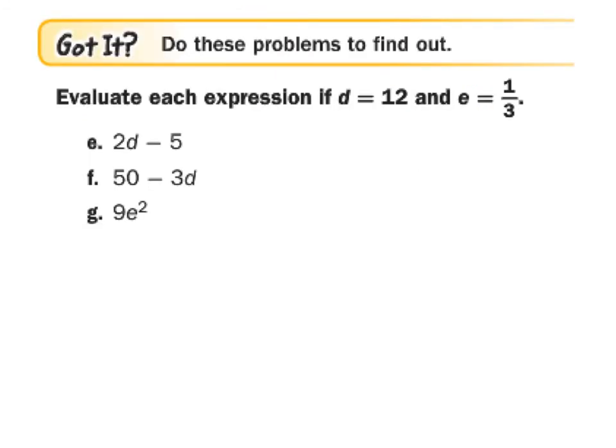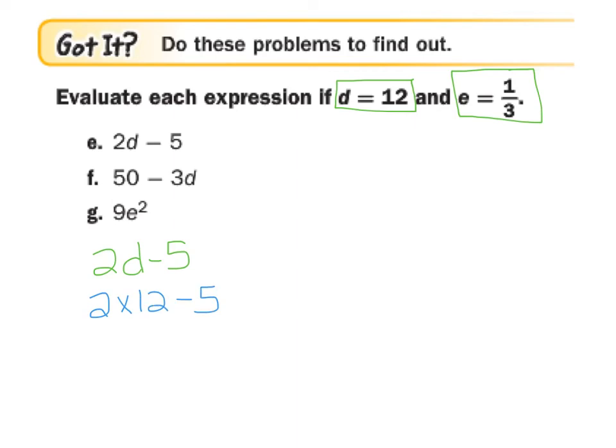So let's try a couple here. They're saying evaluate each one, which means solve again, and D is equal to 12, and E will be 1/3. So let's do E first. 2D minus 5. So I'm going to rewrite it. 2D means multiply, so 2 times 12, subtract 5. Multiplication comes first, subtraction is second. So we'll take multiplication. 2 times 12 is 24, minus 5. We'll subtract, we get 19.